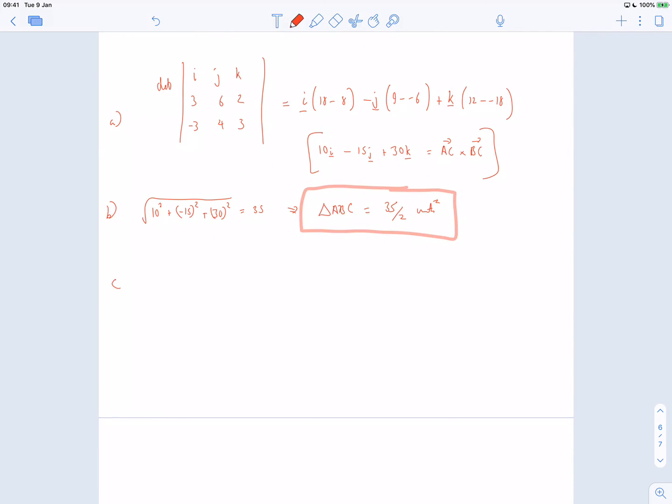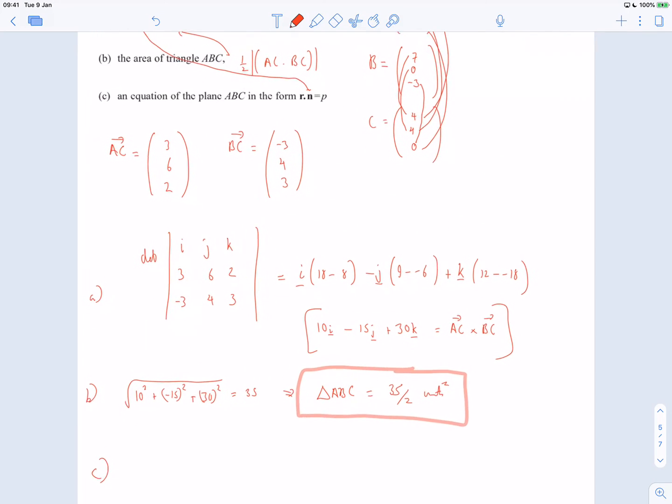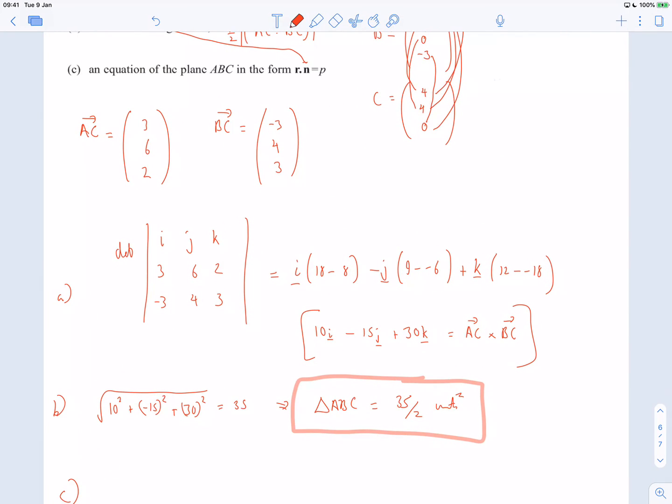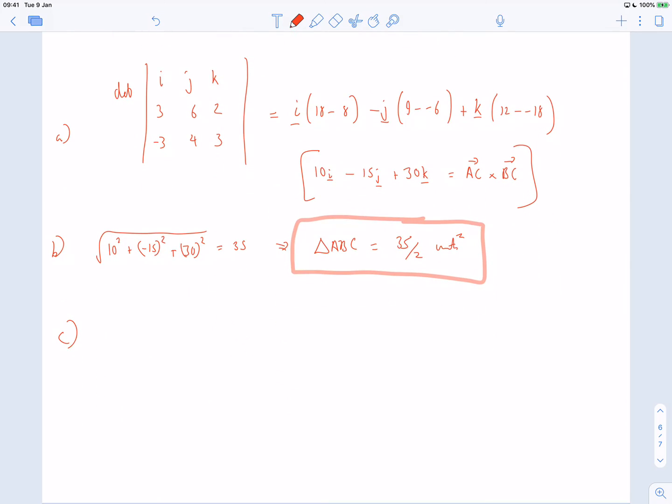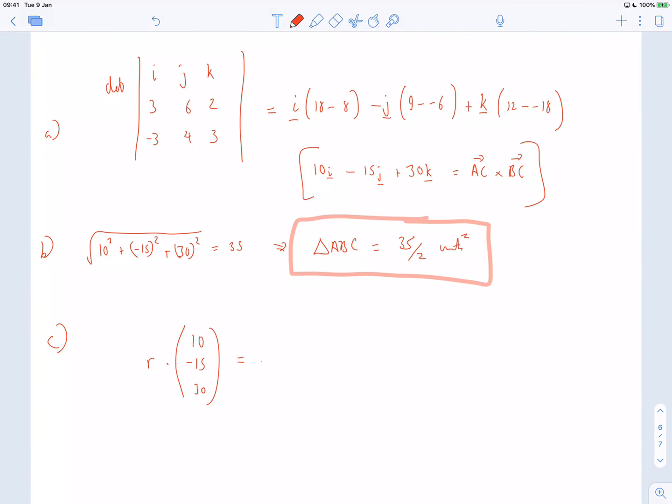Okay, part C. Let's turn this off. An equation for the plane ABC in the form r dot n equals p. Well, I know the normal is going to be (10, -15, 30), because that's the cross product, and it's saying if I dot it with some r, that's going to equal some constant p.